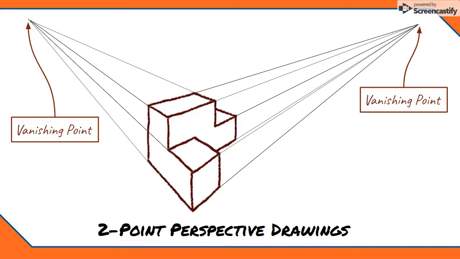Other perspectives use two vanishing points. We call these two-point perspectives. These are similar to one-point perspectives because the depth lines extend toward a vanishing point, but now the width lines also extend toward a second vanishing point. This gives a greater illusion of depth than a one-point perspective, but requires a little bit more work to create.